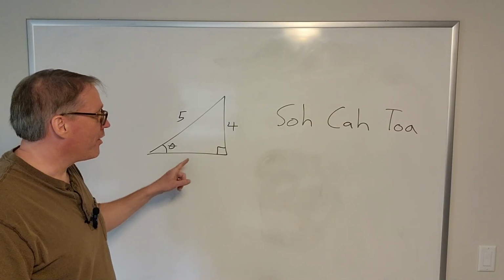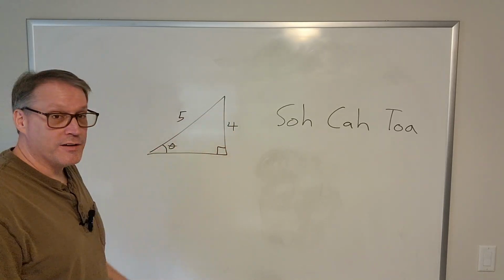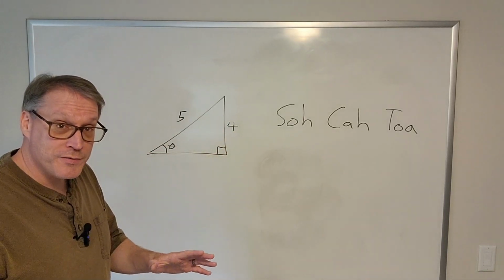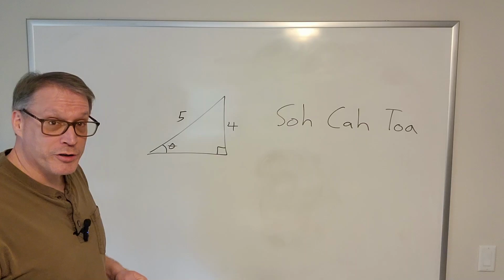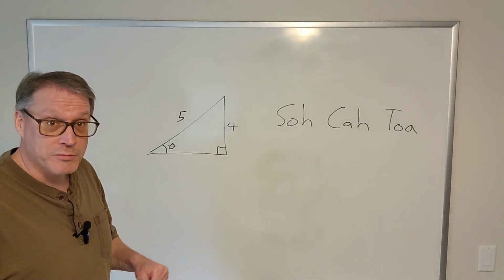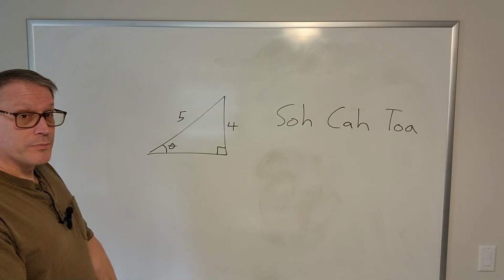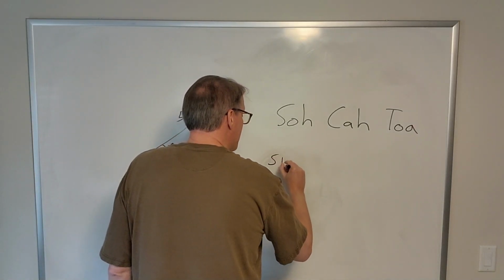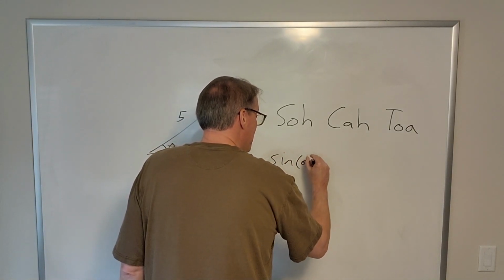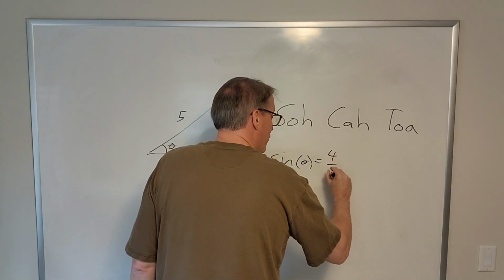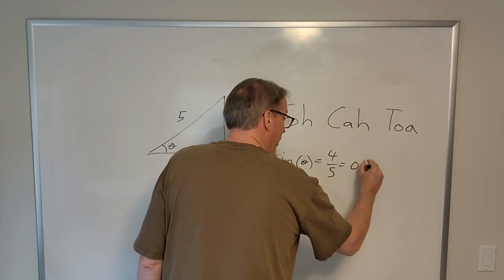What is sine of theta given an opposite side length of 4 and a hypotenuse of 5? By the way, pause the video if you need more time. Resume when you're done, for anything covered in this video. Okay, you got it. All right, well, by definition, sine is opposite over hypotenuse. So sine of theta in this case is 4 over 5, which equals 0.8.